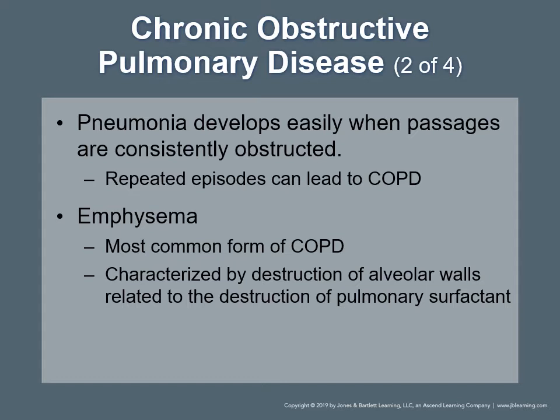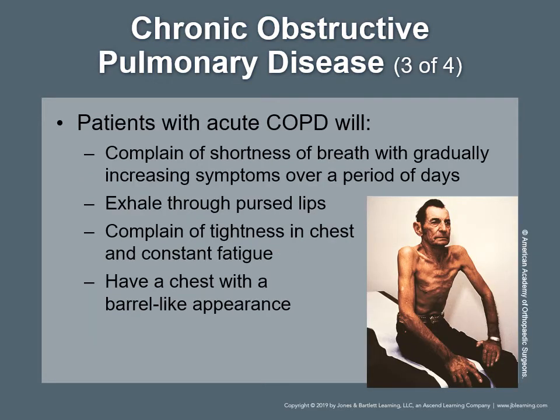Most patients with COPD have elements of chronic bronchitis and emphysema, have a history of recurring lung problems, are almost always long-term smokers, consistently produce sputum, have a chronic cough, have difficulty expelling air from their lungs, and experience long expiration phases and wheezing. Patients with acute COPD will complain of shortness of breath with gradually increasing symptoms over a period of days, exhale through pursed lips, complain of tightness in the chest and constant fatigue, and have a chest with a barrel-like appearance.